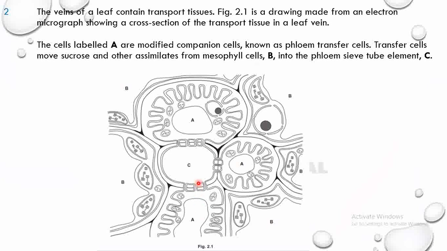If you check, it has fewer organelles. That reduces resistance to the transport of assimilates. There are a lot of features. It has sieve plates which provide support, and the sieve plate has pores which allow movement of sucrose from one sieve tube to another. Okay, let's see what the mark scheme says.